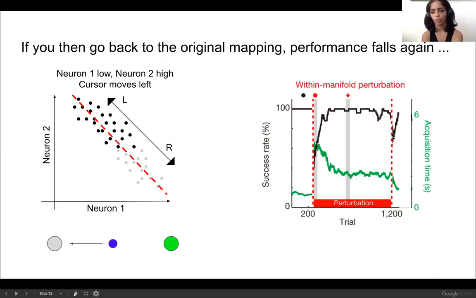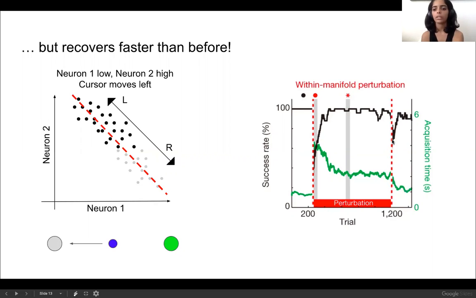Again, there's a drop in performance, as you can see here. Right? So the performance falls, but not as much as initially. And then the acquisition time doesn't fall at all. And the monkey can learn the original mapping again much faster than it could learn this new mapping. So for the new mapping, it takes something like 200 trials, and the original mapping, when you go back to it, it's learned again in about 100 trials, and the acquisition time goes back down to where it used to be.